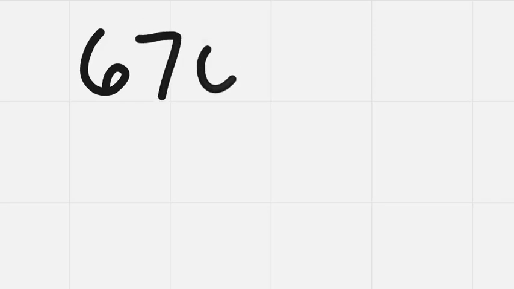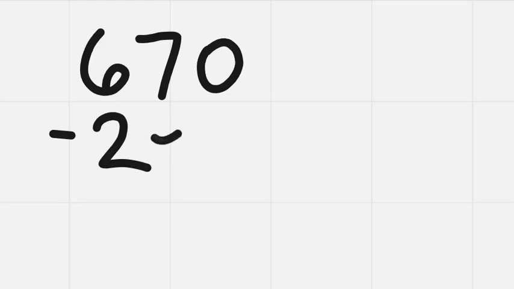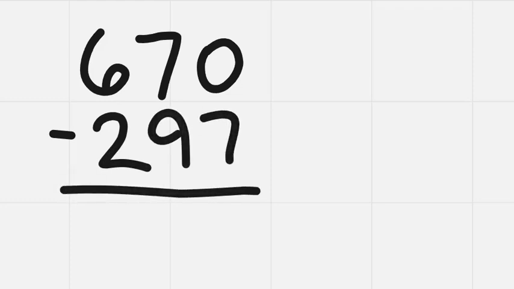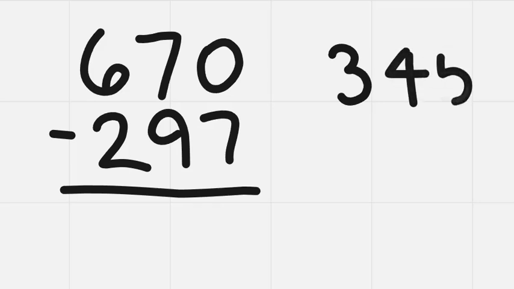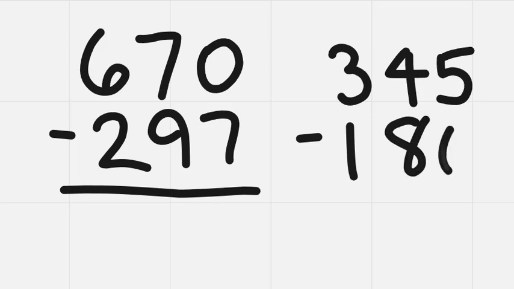I'm going to write down a few problems. I'd like you to copy them down. 670 minus 297 and 345 minus 186. We will answer these together, one place value at a time.